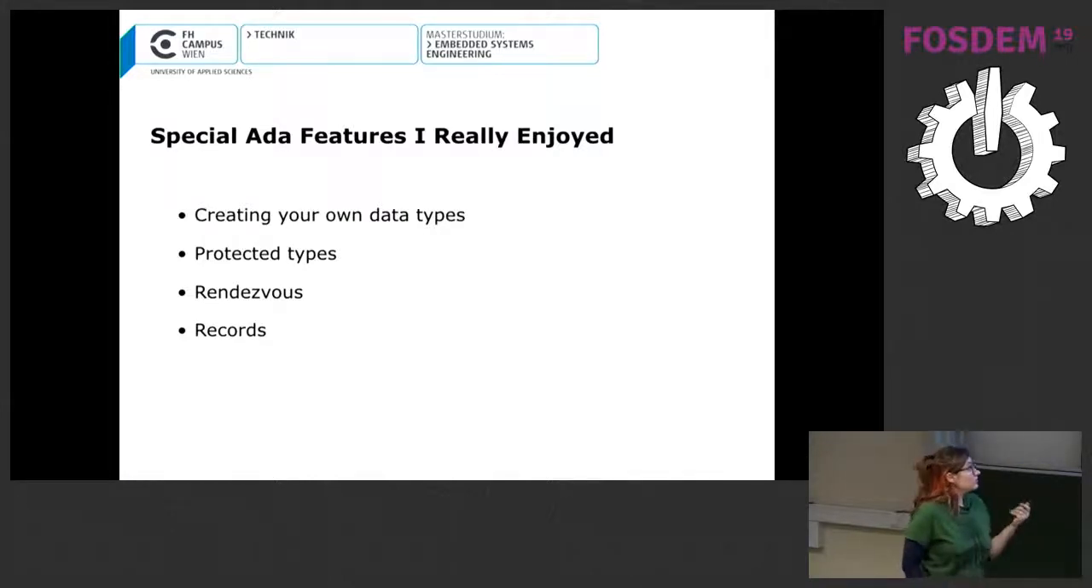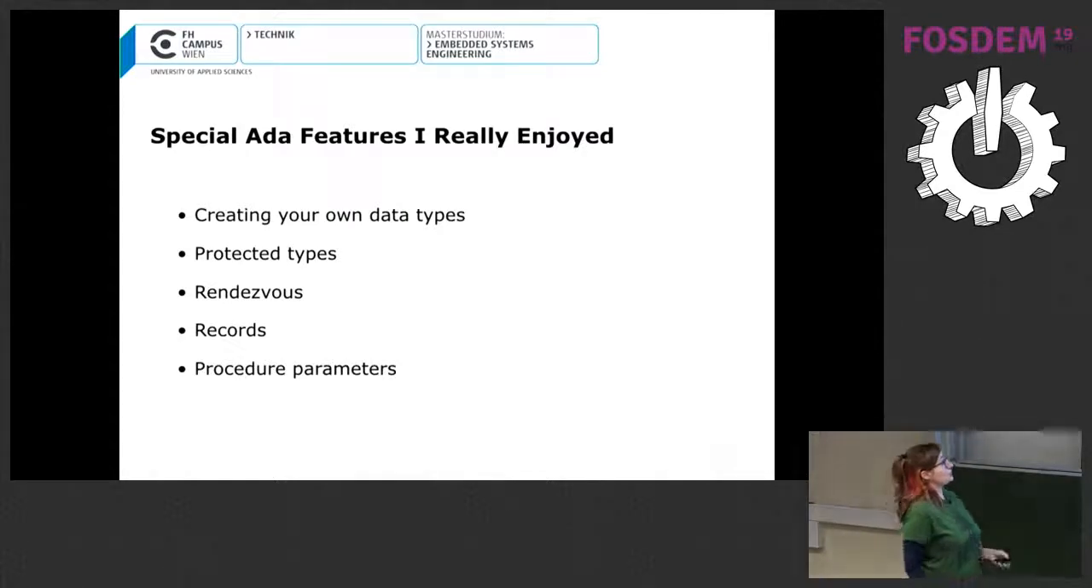Records, which are like structs, easy to use, beautiful to use, and procedure parameters. I really like that it's possible to assign as many parameters as I want to a procedure. I can have 3 in parameters, 5 out parameters if I want to. I don't have to use a structure, I don't have to use a pointer. I can map whatever I want to my code.